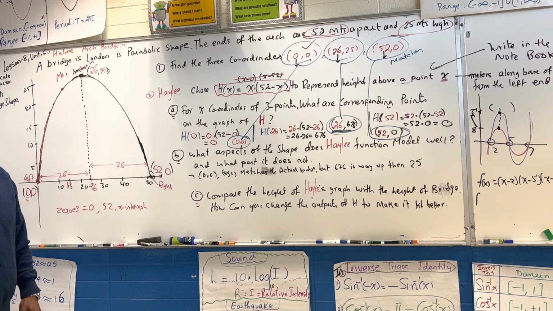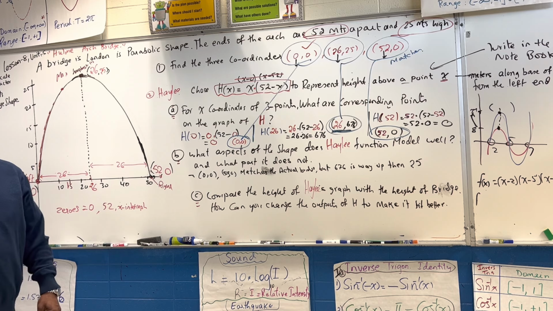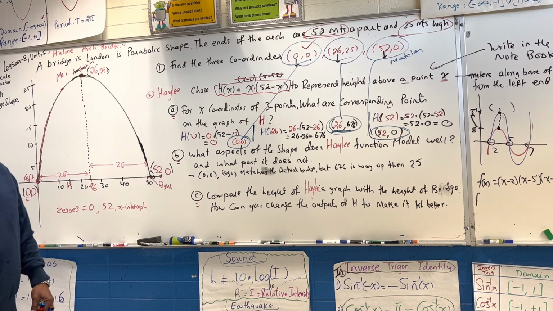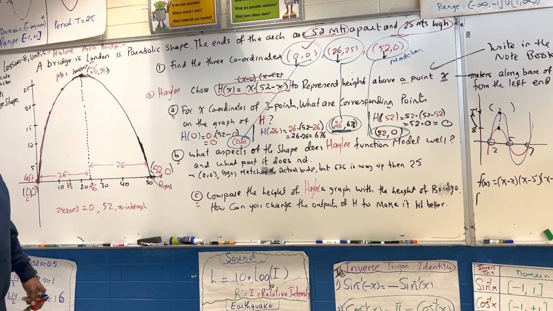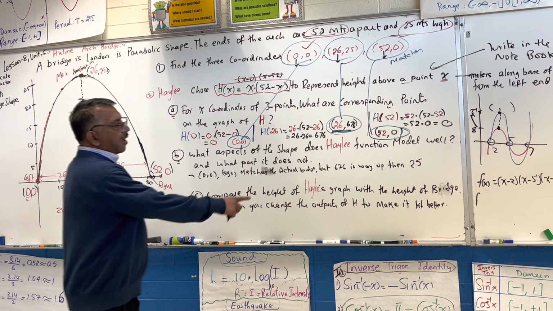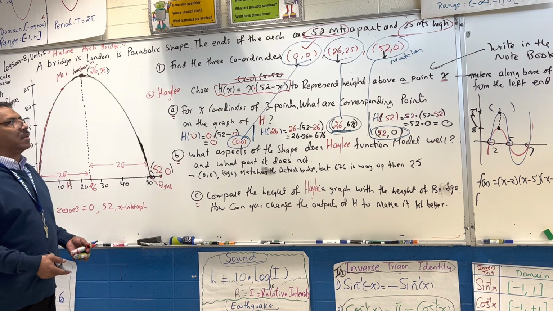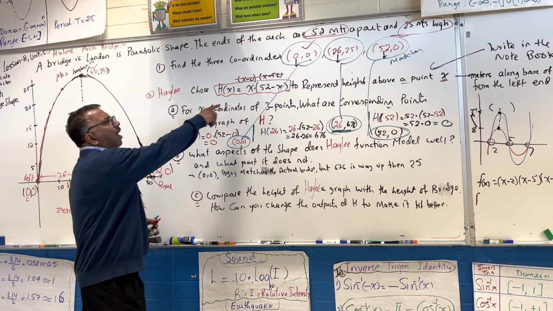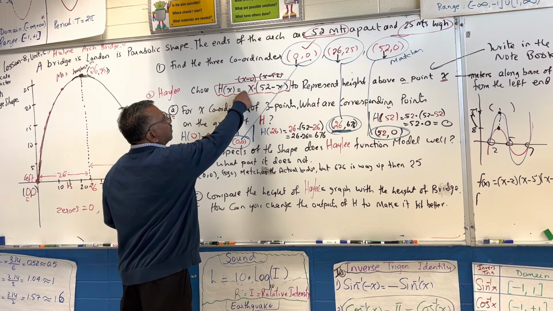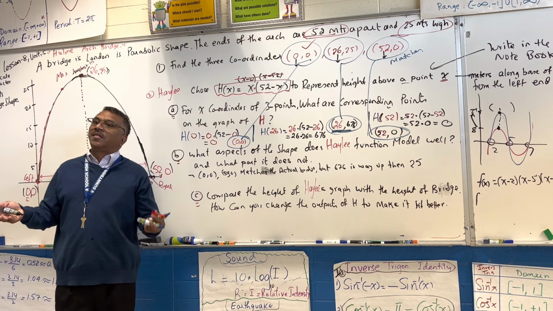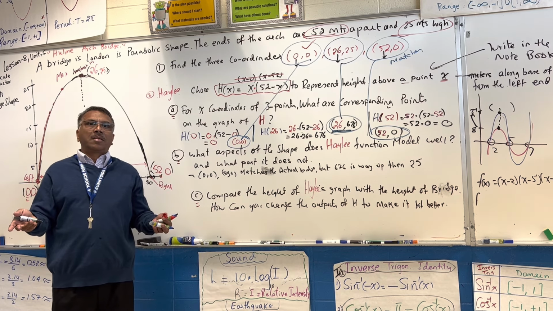Are you getting it, Tatyana? And now comes the final nail in the box: compare the height of Haley's graph with the height of the bridge. How can you change the output? So what can we do to this? Like this equation, how can we change this equation so that Haley's height is the same as the height of the bridge?